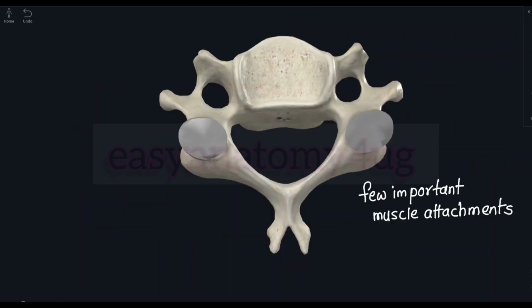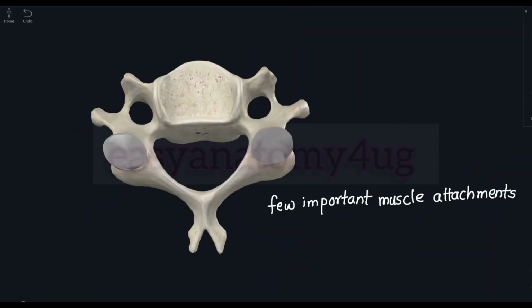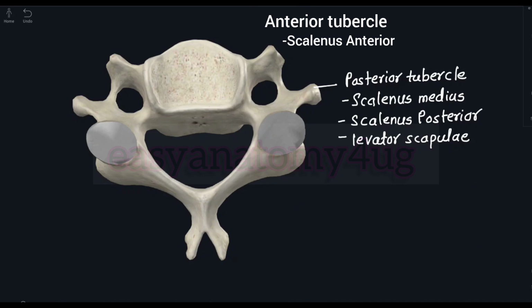Let us discuss a few important muscle attachments of the cervical vertebrae. The anterior tubercle provides origin to the scalenus anterior muscle. The posterior tubercle provides origin to scalenus medius, scalenus posterior and levator scapulae muscle.